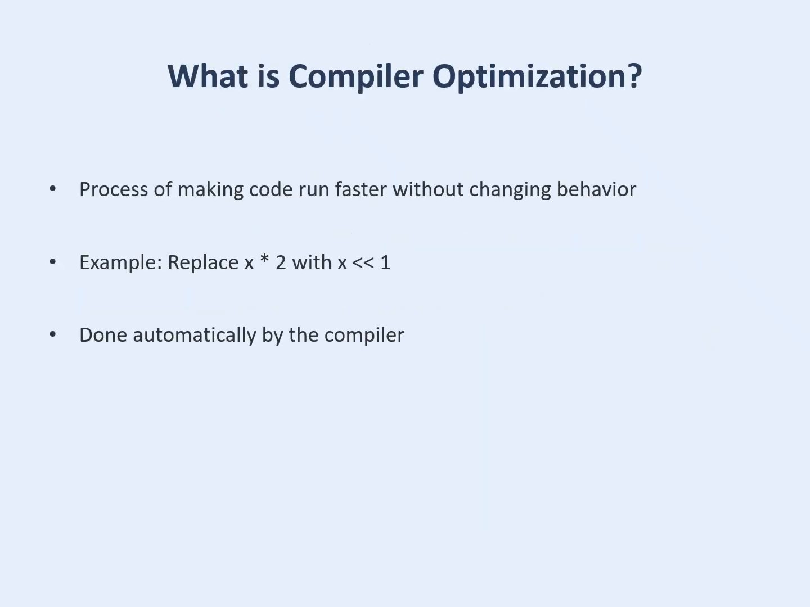Compiler optimization is the process of transforming your code so that it runs faster, uses less memory, or both, without changing its actual behavior. For example, if you write x square, the compiler might replace that with a bit shift operator, which is mathematically the same but runs faster. And the beauty of it is, these optimizations happen automatically during compilation.